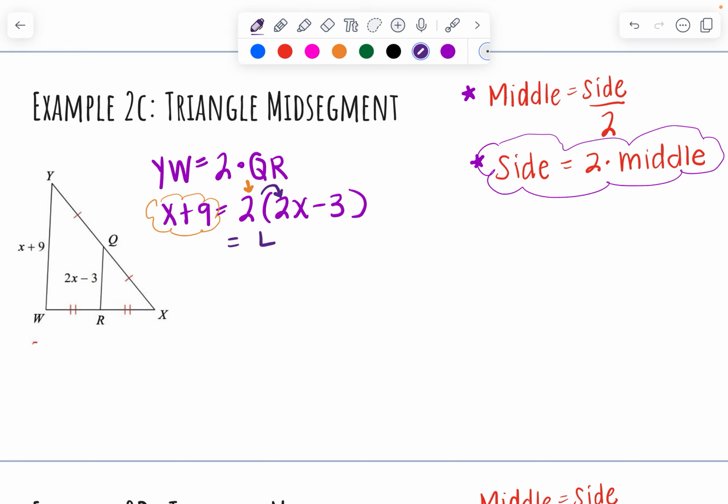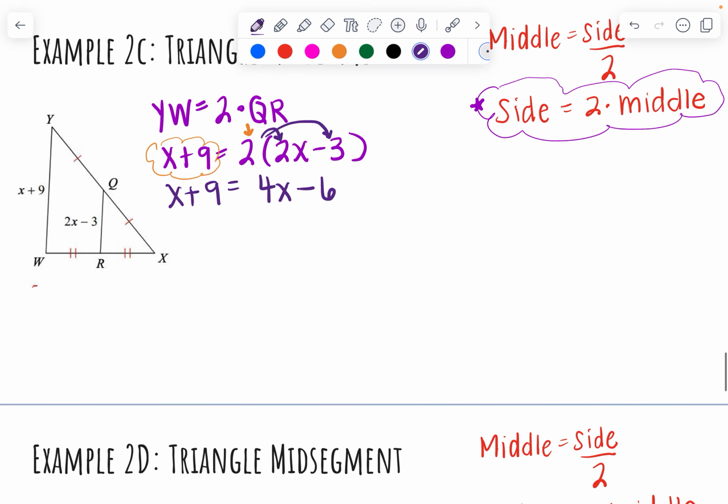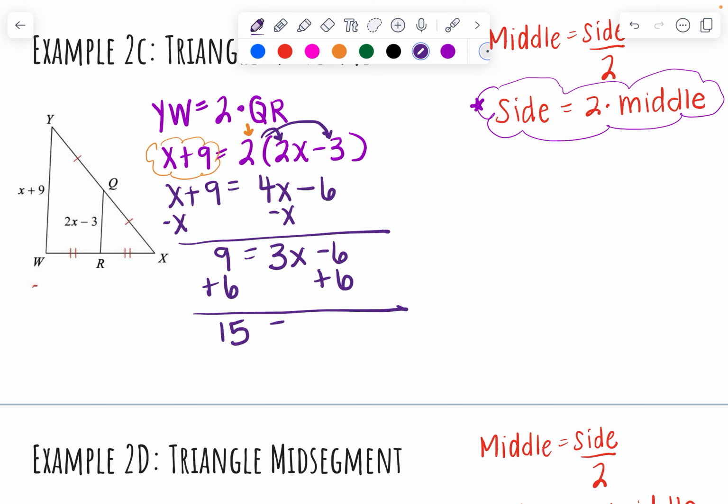2 times 2x is 4x, take away 2 times 3 is 6. Then I still have x plus 9 on my right side. At this point, there are several ways you can continue to solve this. I'm going to get all my variables on the same side. So take x from both sides. So I'm left with 9 equals 3x, take away 6. And then adding 6 to both sides, 15 equals 3x. And then finally dividing by 3, 5 equals x.